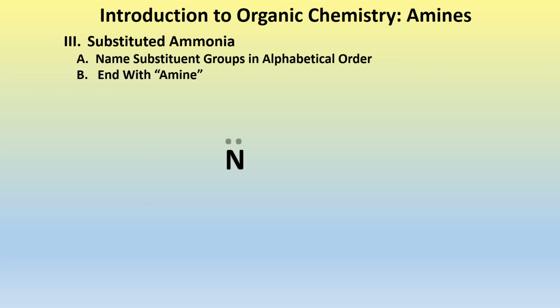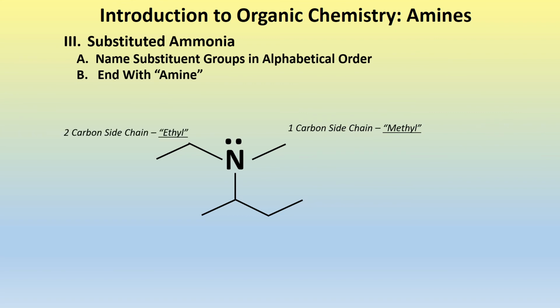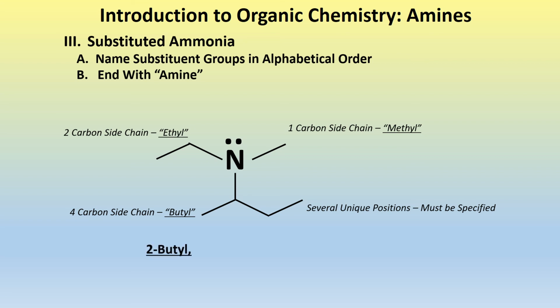So here you see a molecule. It has a 1-carbon side chain, which is called a methyl group, a 2-carbon side chain, called an ethyl group, and a 4-carbon side chain, called a butyl group. However, unlike the ethyl or the methyl, the butyl group has several unique positions where it could attach to the nitrogen. Therefore, the points of attachment must be specified. So this is a 2-butyl group, and the name of the molecule is 2-butyl ethyl methyl amine.